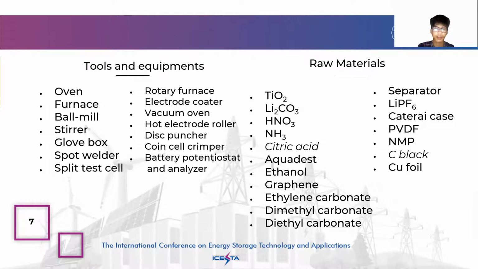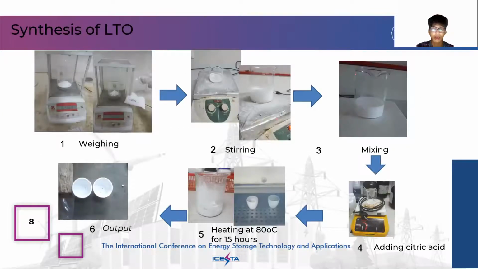These are the materials and tools used to fabricate the LTO. And here's our documentation. First, we weighed the precursors, titanium oxide and lithium carbonate. Then we mixed them with aqueous nitric acid. Then we added citric acid and mixed them for a while. Then we heated them in an oven and got the results.